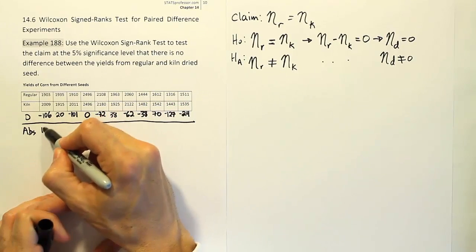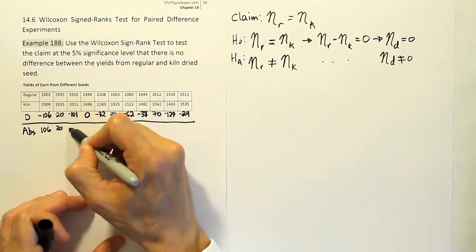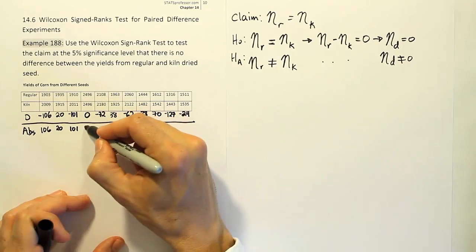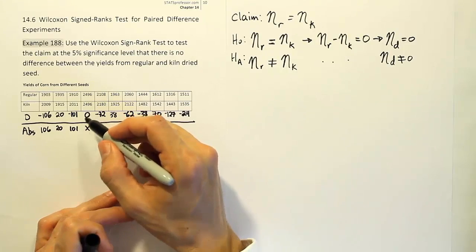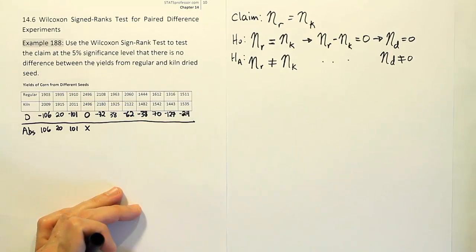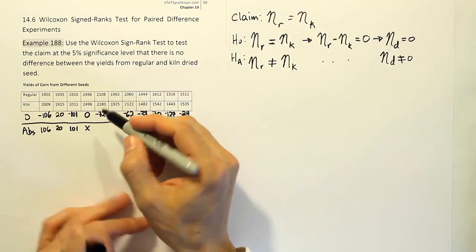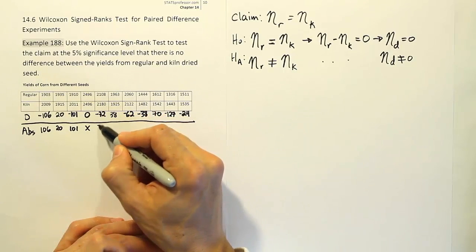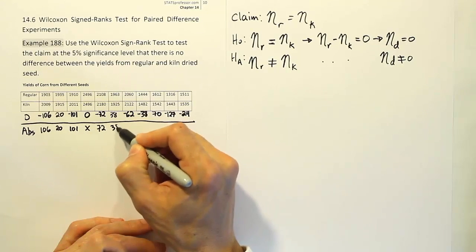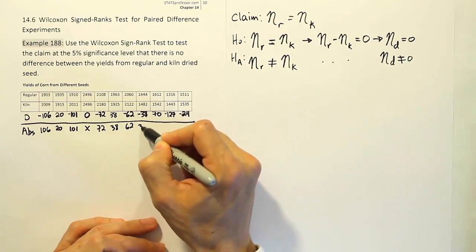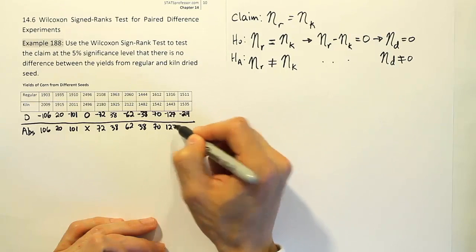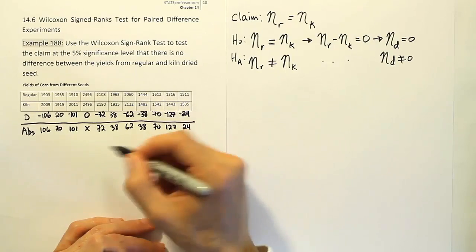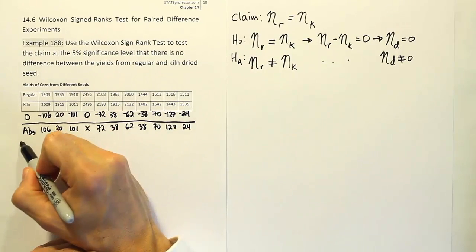So that would be 106, right? 2101, I'm going to cross this out. I'm going to put an X there because we do not want to use 0, right? 0 is not going to be part of our look here. We're going to ignore any difference that's 0. Then I'm going to look at this value here, call it 72, then 38, then 62, then 38, then 70, then 127, then 24. Now that I have those, I want to rank those differences.